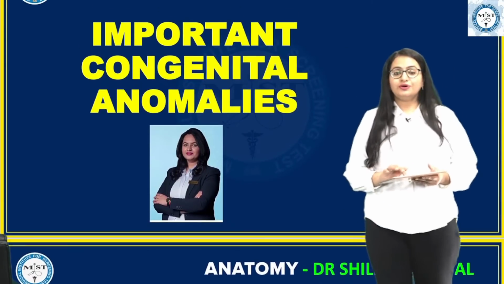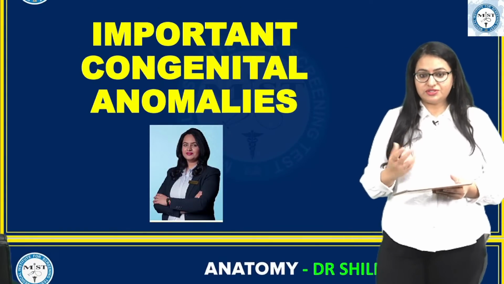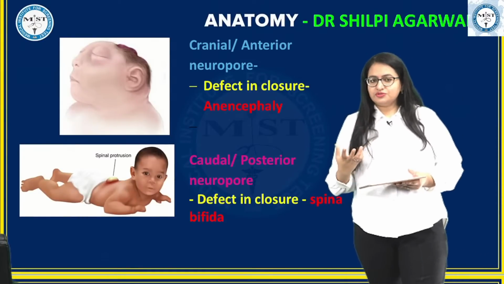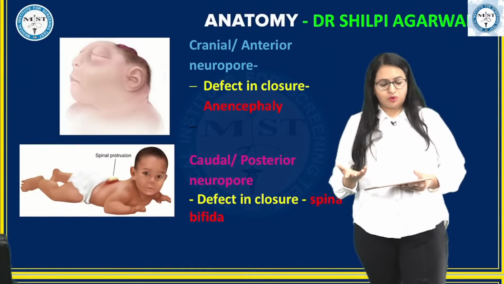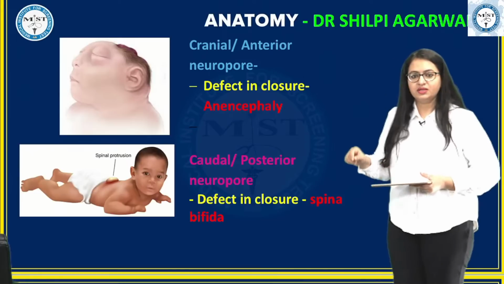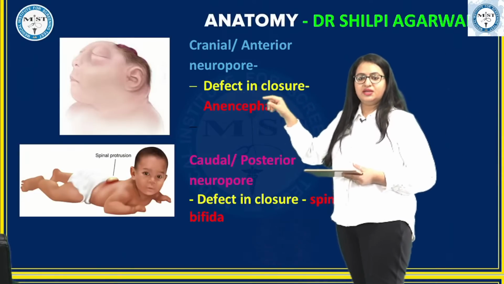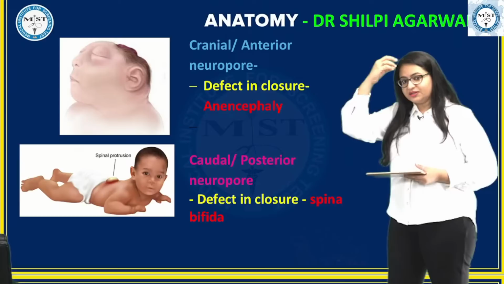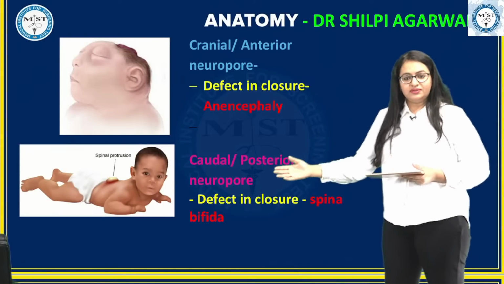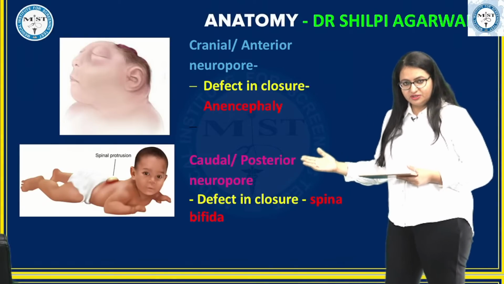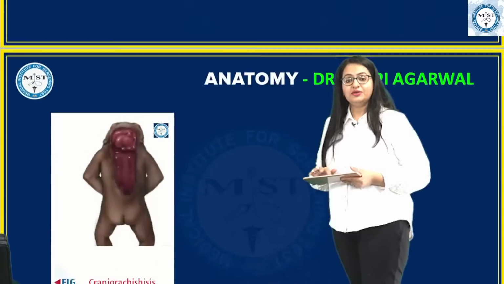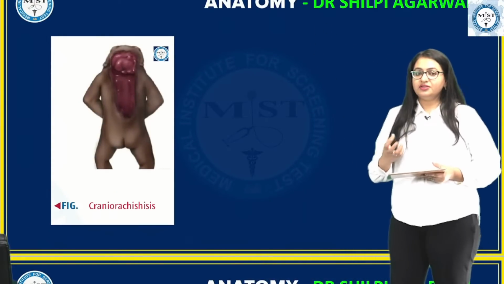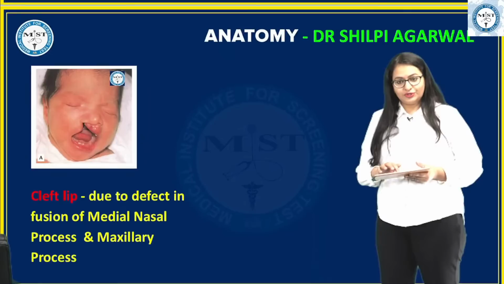Now quickly we will talk about the important congenital anomalies which you should be able to identify, and in one line you should be able to tell what the problem is. This is anencephaly, which is a defect in the closure of the cranial or anterior neuropore. Then this is spina bifida, which is the defect in the closure of the caudal or posterior neuropore. This condition is craniorachischisis, which is again a neural tube defect, the severe form of neural tube defect.